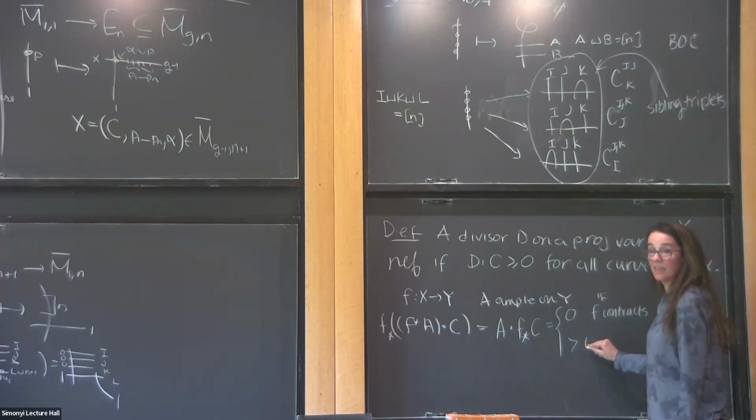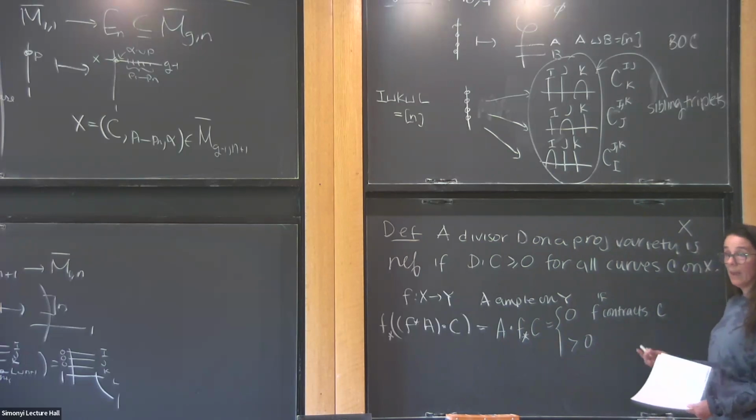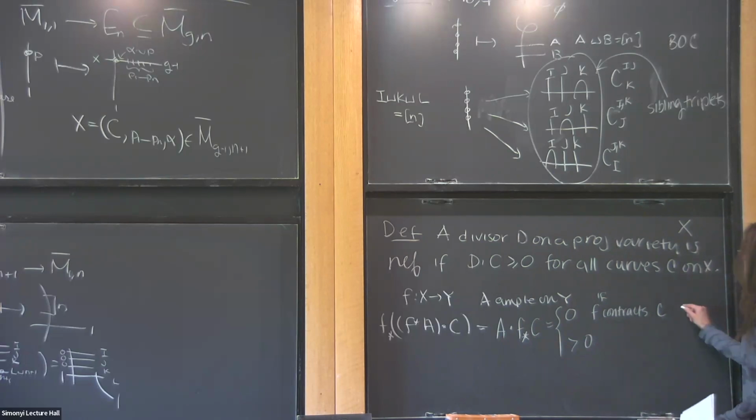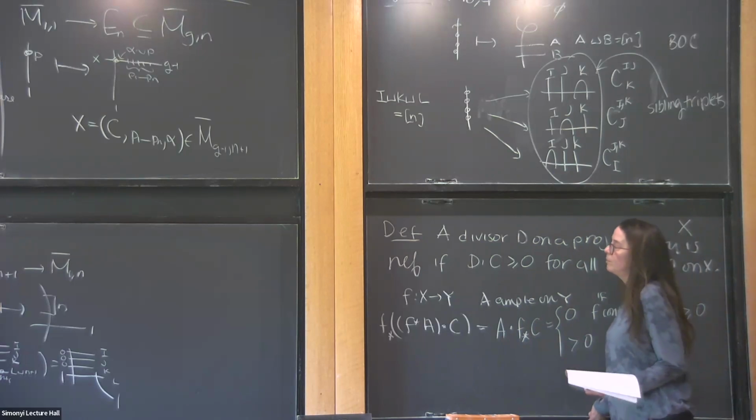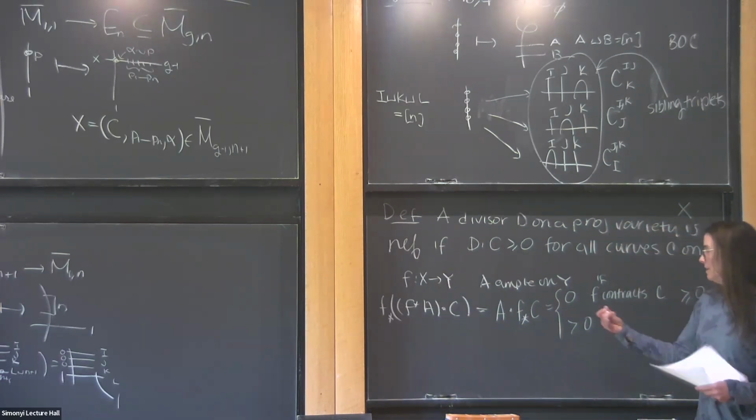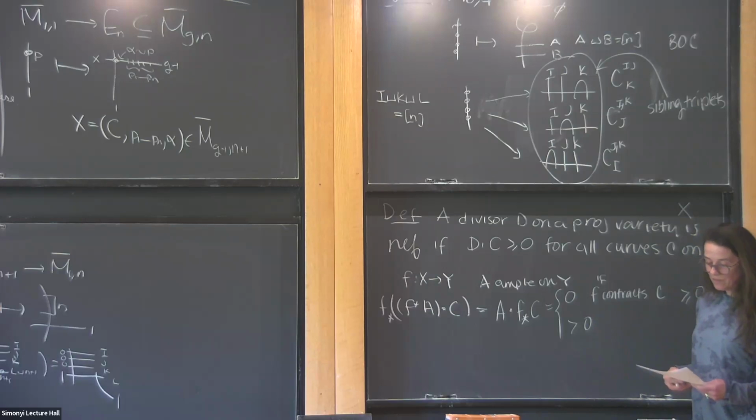And otherwise it's positive. If it pushes forward to a curve, then the ample divisor intersects positively. So this is always greater than or equal to 0. So pullbacks of ample divisors give you natural examples of nef divisors.